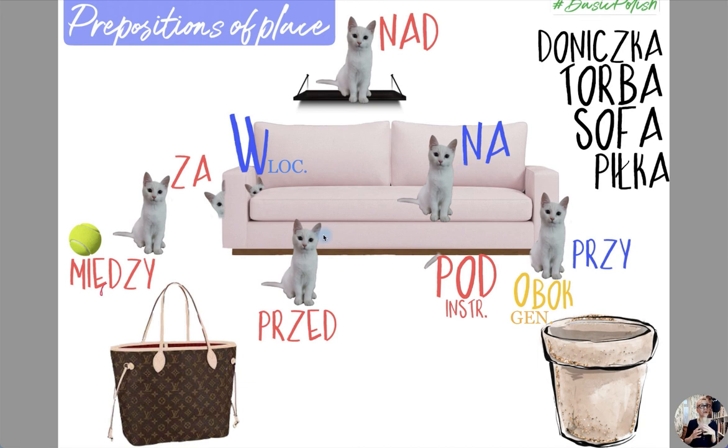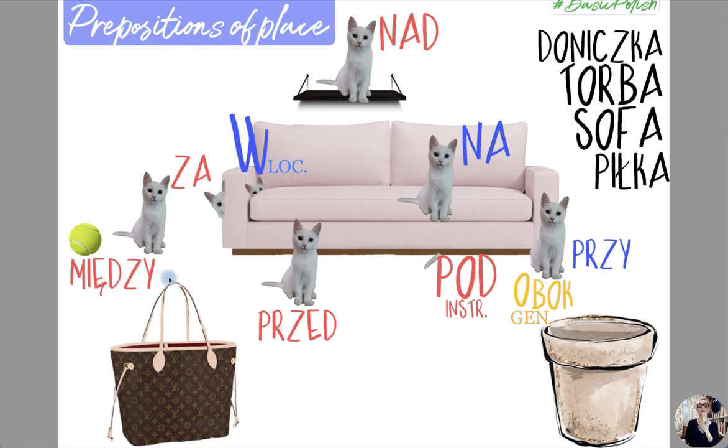Okay, so I think you get the idea here. Okay, so let's just practice just a little bit. The cat is between the bag and the plant pot. Kot jest między, both instrumentals, torbą a doniczką. Okay, if the cat is behind the bag because we can't see it, we would say kot jest za torbą.